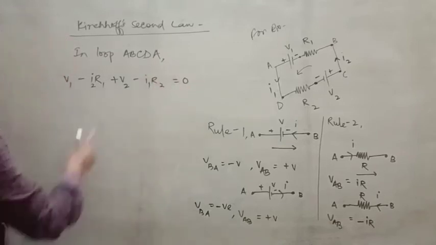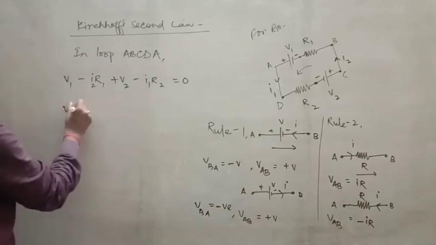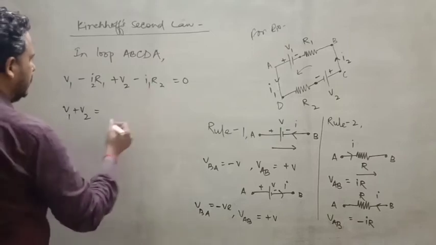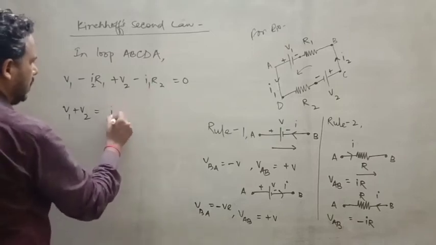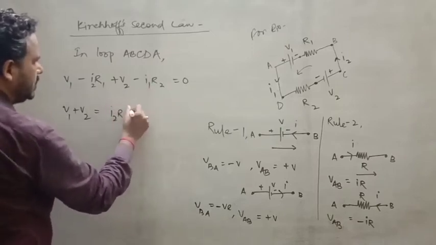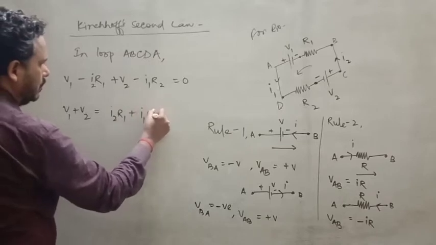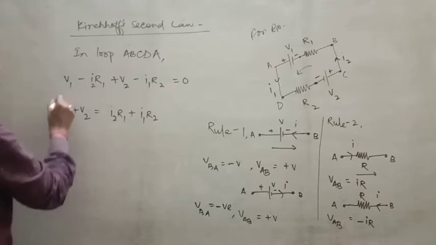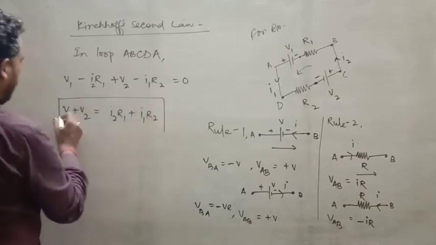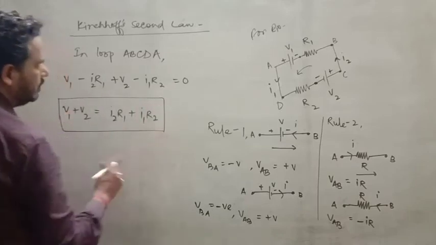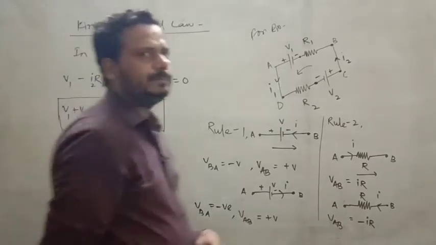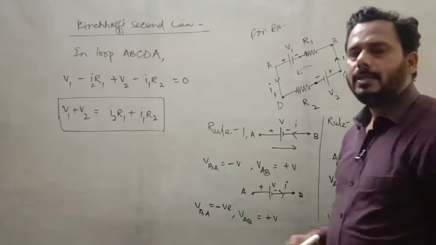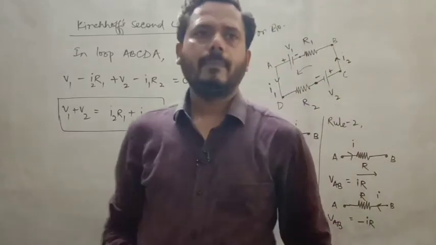So you can see here V1 plus V2 is positive. You just take both of them in the other direction. So this one is I2 R1 plus I1 R2. That would be positive after going in the other direction. So this one is your result. By using this concept you can resolve it. Now here you can take an example.